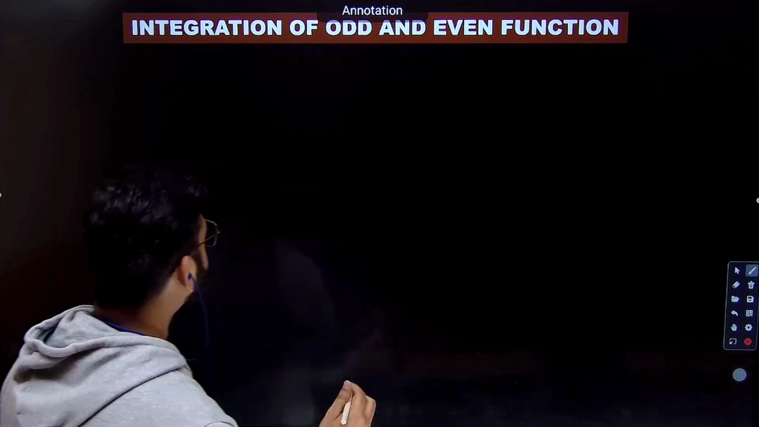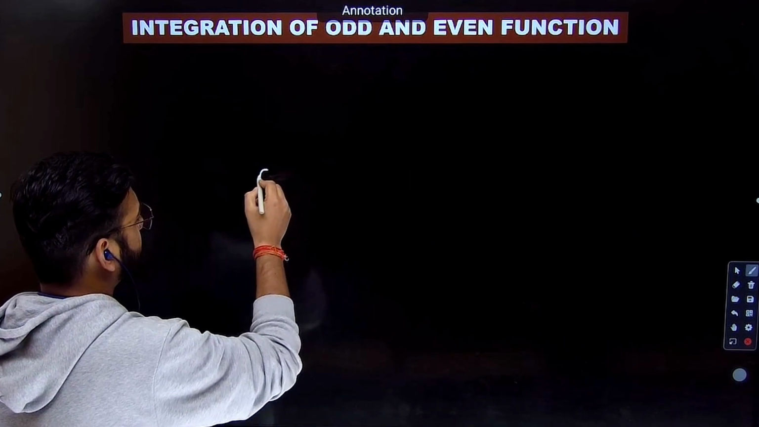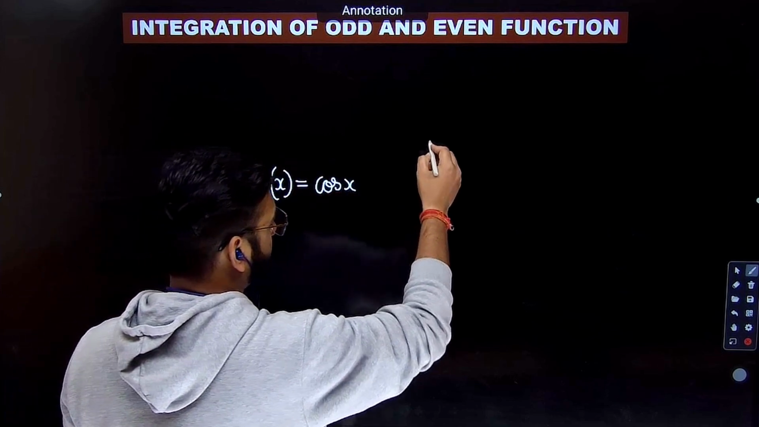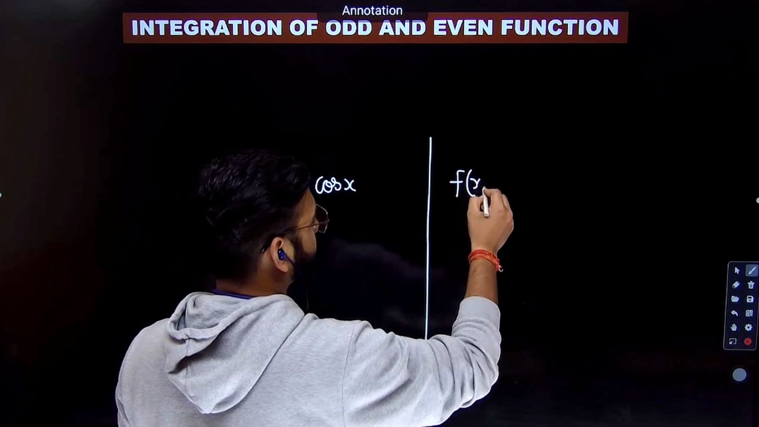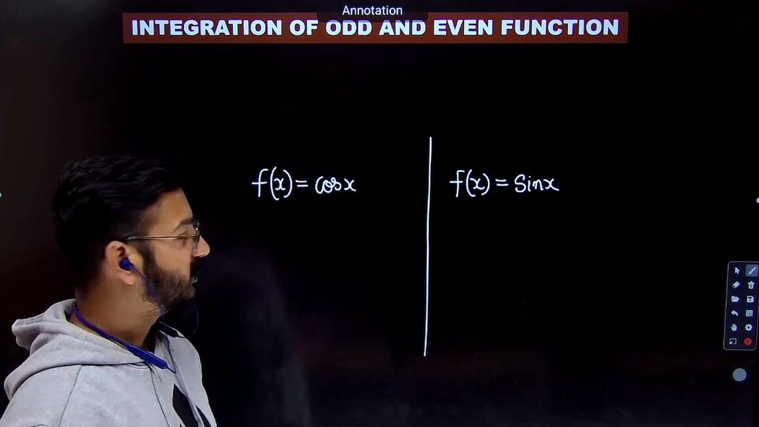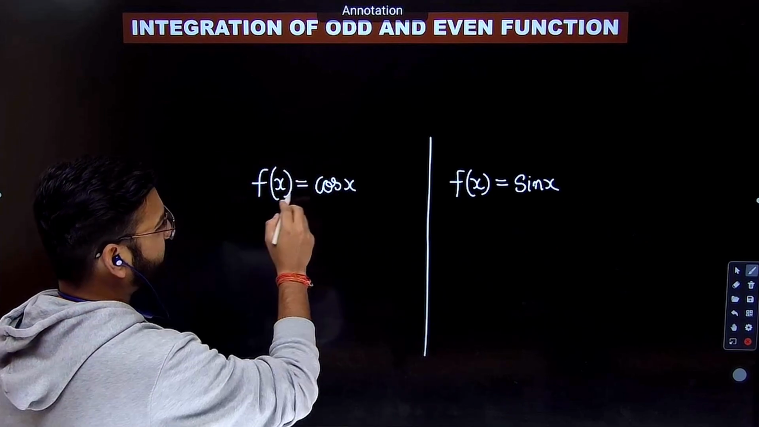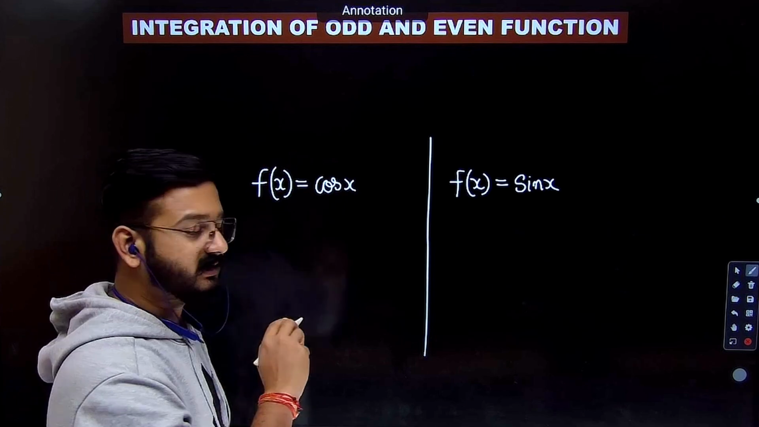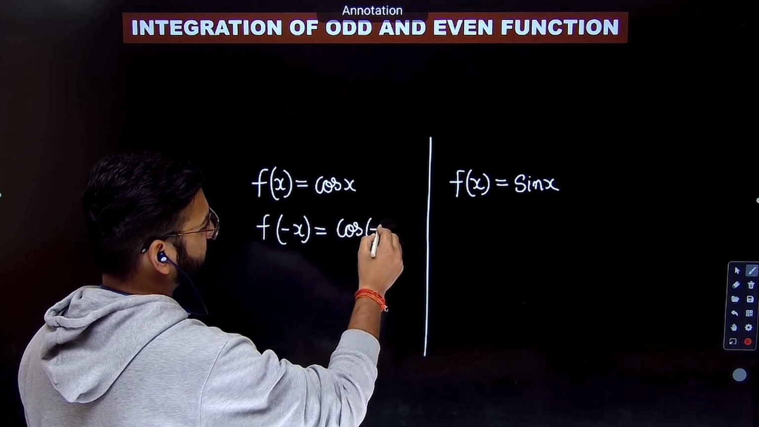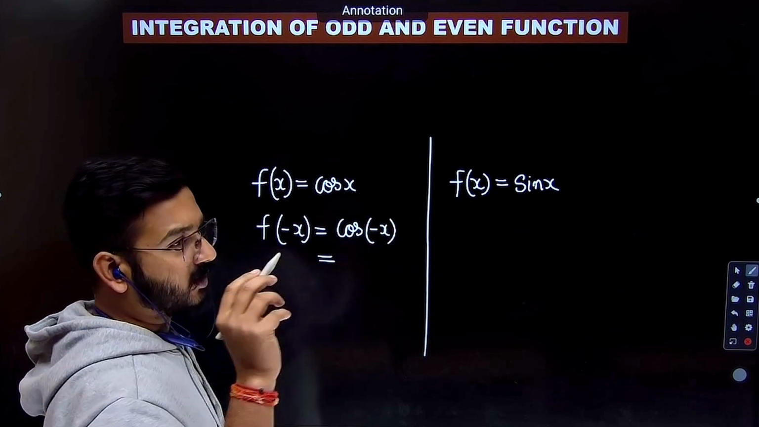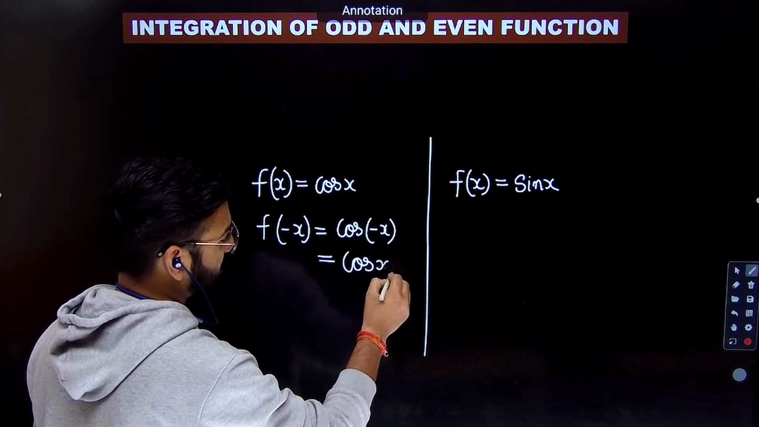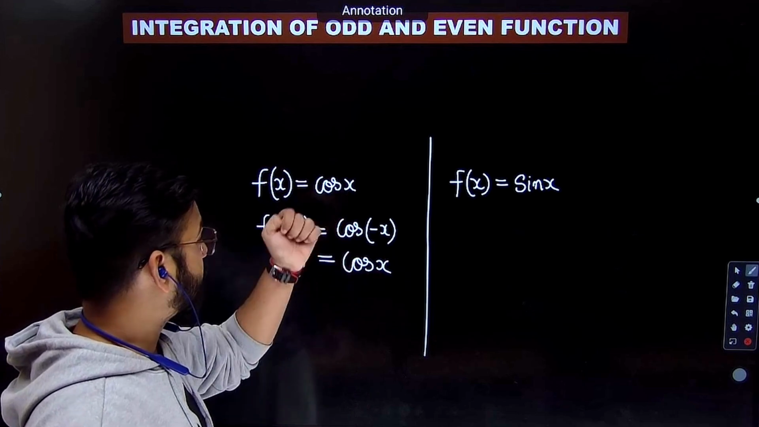So let's take a simple example. Suppose I have a function f of x equals cos x, and on the other side, I will take a function f of x equals sin x. We are all familiar with these kinds of functions. Now, if f of x is cos x, what will be f of minus x? f of minus x will be equal to cos of minus x. And as we know, cos of minus theta is the same as cos theta. So cos of minus x is cos x. And what is cos x? Our original function.